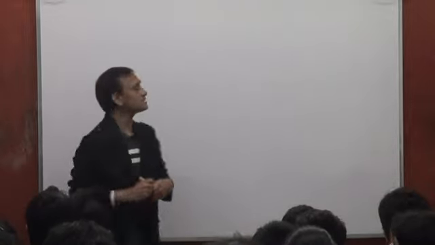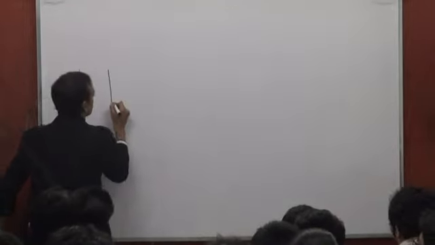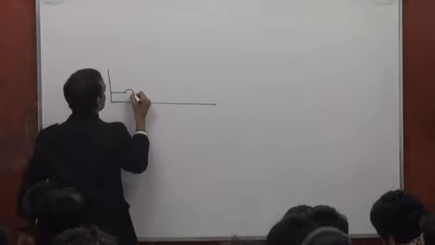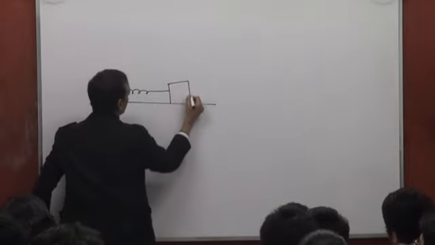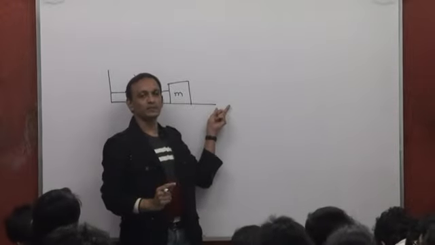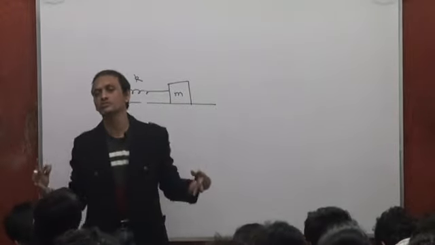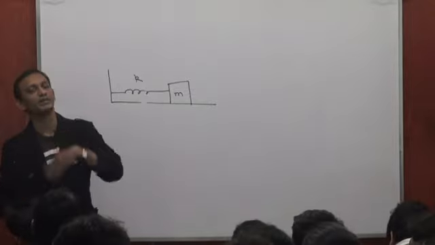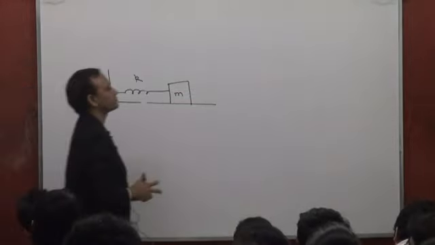Until my last class, typically I discuss something like this: a spring with a mass at one end, and to extend the spring a little bit, release, it's going to execute simple harmonic motion with omega equal to root k by m, and so on and so forth.